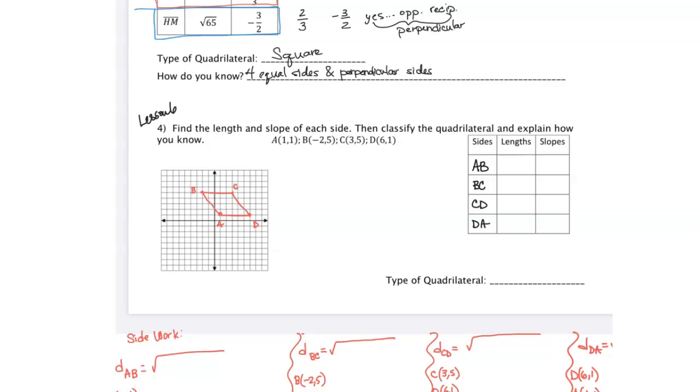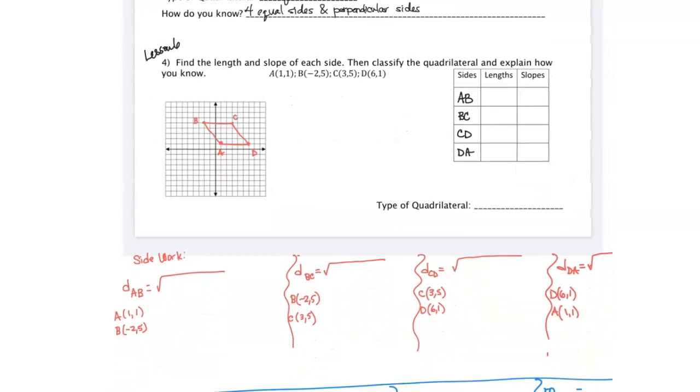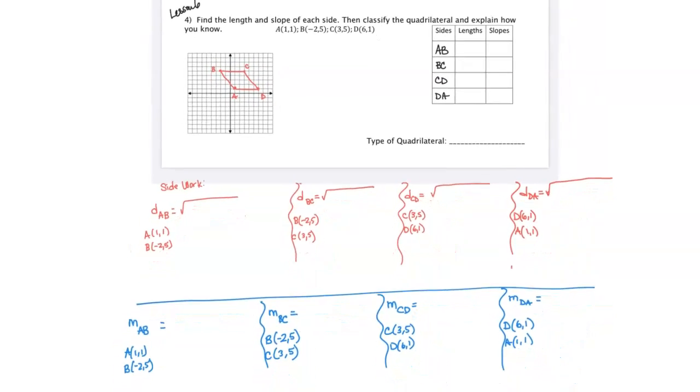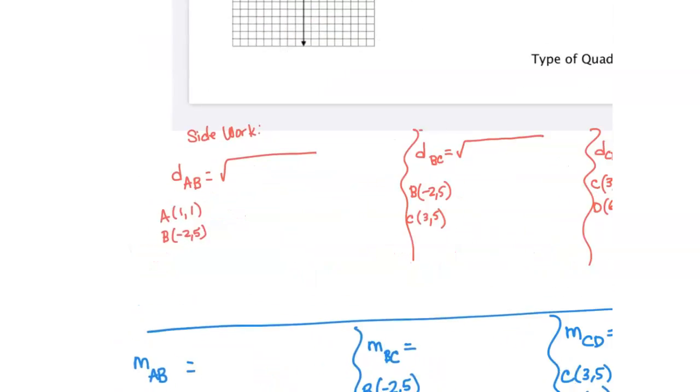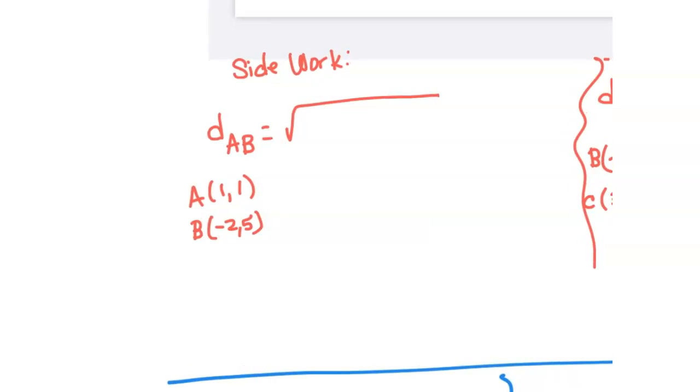So we have our sides. Your next step is to figure out your lengths and then our slopes. So on the side, I've created the following for our side work. We need to first find the distance for A to B. And I've listed my 2 points, (1, 1) and (-2, 5). I can go ahead and write in x1, y1 and x2, y2, and then make the calculations. So we have (-2 minus 1) squared plus (5 minus 1) squared.